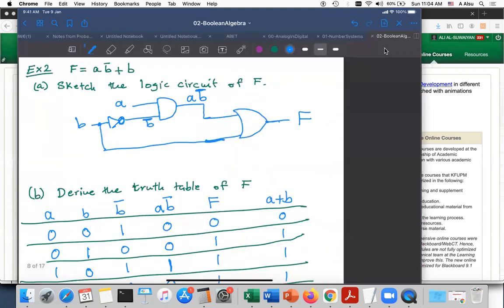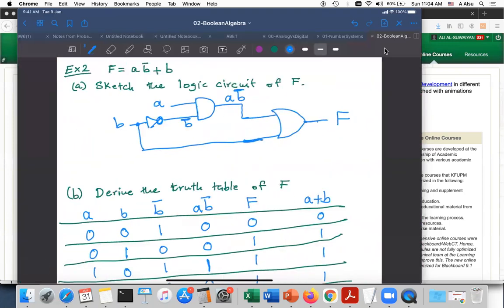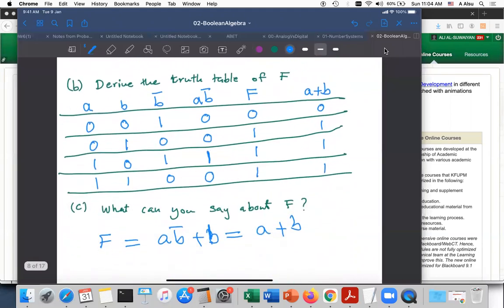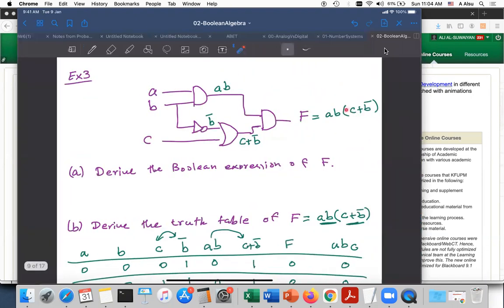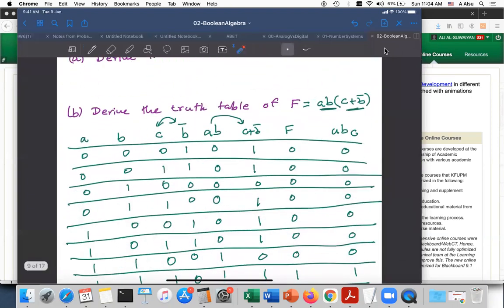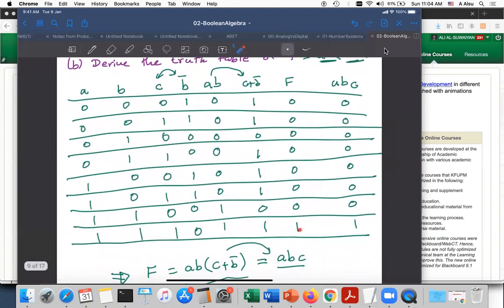In the first example, we saw that this function, A, B complement or B, can be thought of as just A or B, because both functions have the same truth table. You can see it from here. Also, for this function, we have seen last time that it is equivalent to A, B, and C. So this function here is nothing but A, B, and C.